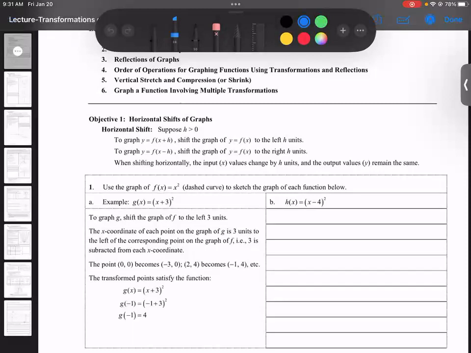So we have horizontal shifting. The graph, in general, is called y equals f of x plus h. So the number is being added to the variable. If it's x plus h, you shift to the left h units, like we shifted to the left 3 units in our example. If we have y equals f of x minus h, it shifts to the right h units. And the y value does not change. The only thing that changes is the x value.